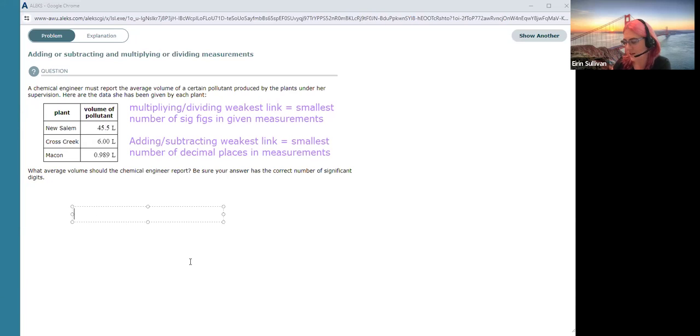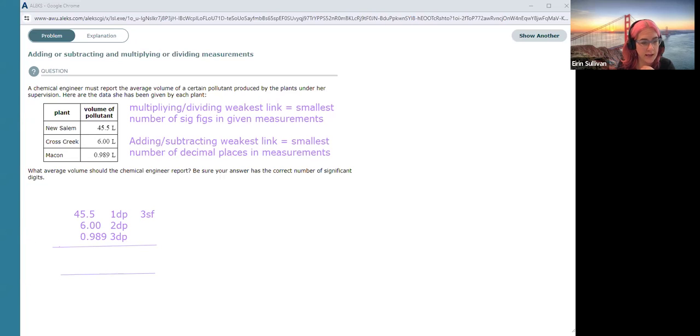If we're using the old school way of adding, 45.5 plus 6.00 plus the last one, this is to 1 decimal place, this is to 2 decimal places, and the last one was to 3 decimal places. The amount of sig figs they're measured to is all the same, right? That's 3 sig figs, so is this, so is this. But they're measured to different numbers of decimal places, so you want to make sure you are preserving the precision of the measurements.